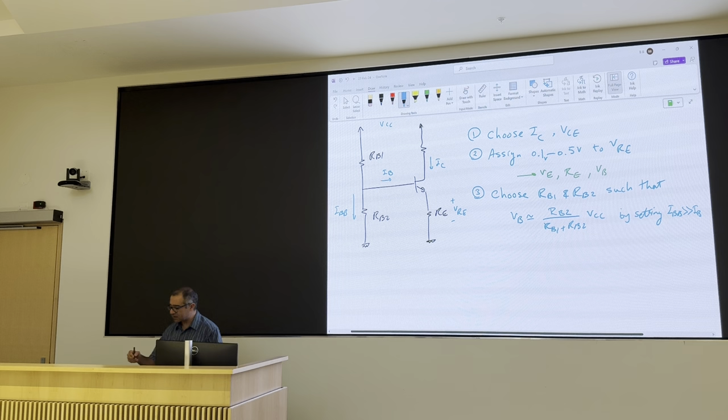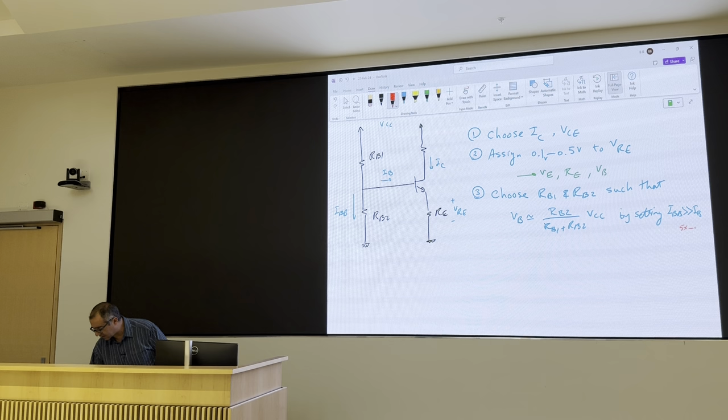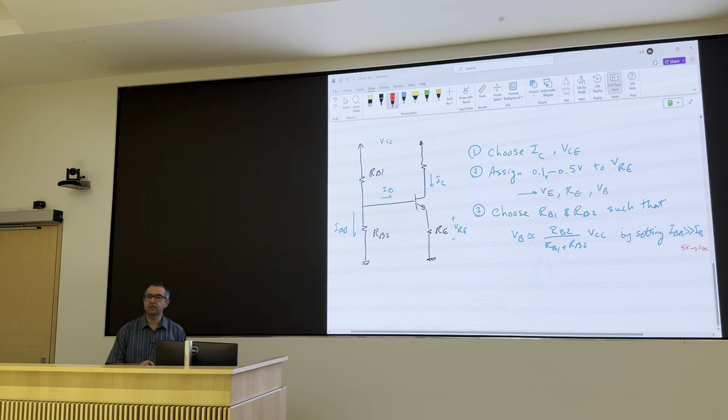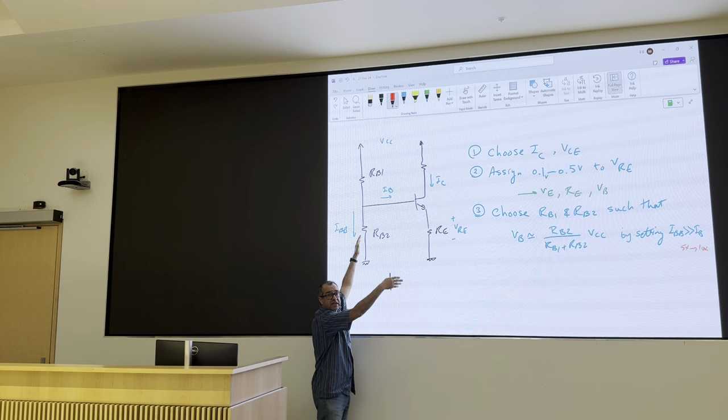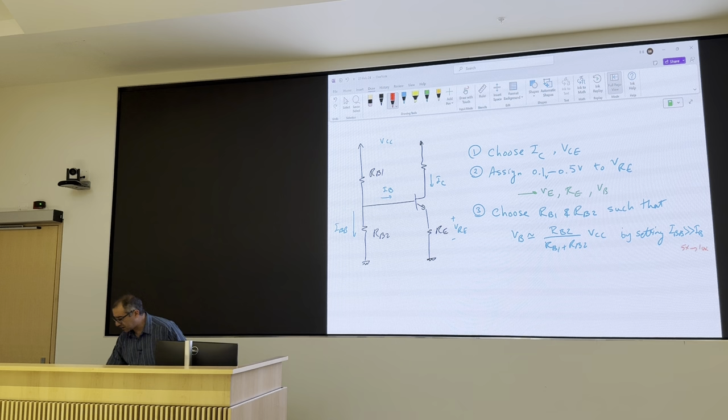What is much, much bigger? Again, it depends mostly on your power budget. So this is 5x to maybe 10x. The higher the better, but there are diminishing returns, right? After that, you're wasting a lot of power here. That power is not doing anything other than setting the voltage for you. So if you go to 100x, it's really no better. Okay? And this condition and this one give you the two equations that you need.